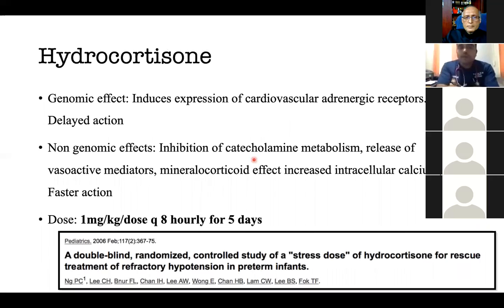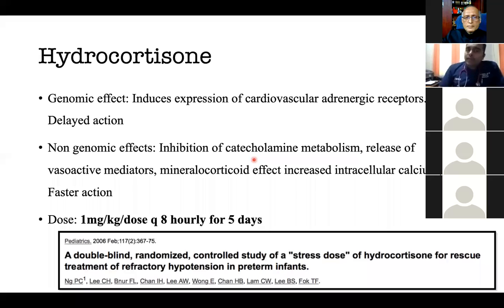And now coming to hydrocortisone. Typically hydrocortisone is one of the drugs which is very important in shock. Why is it very important? Because it has both genomic as well as non-genomic effects. This can again be asked as one of your viva questions: how does hydrocortisone act in case of shock? So how does it act?